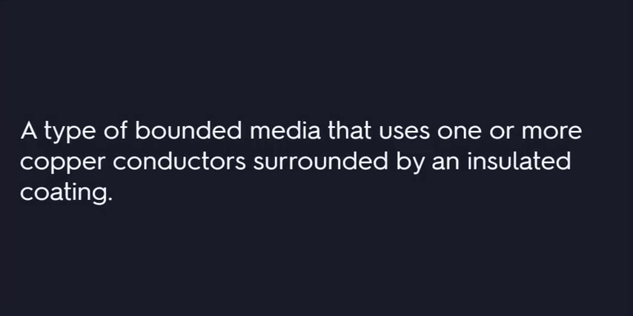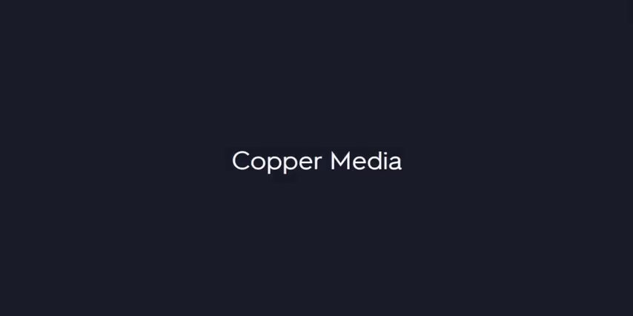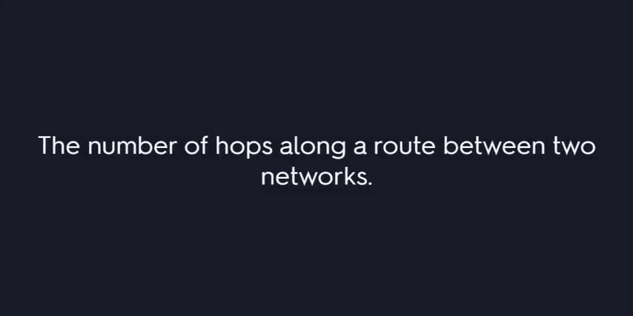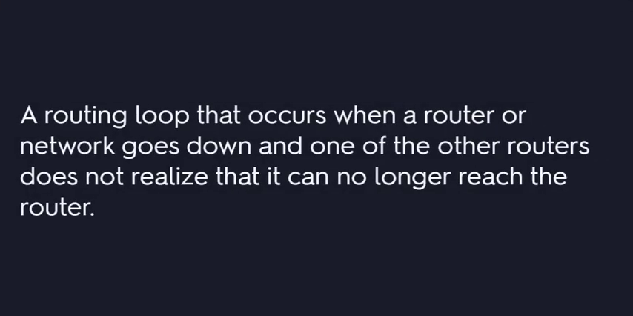A media access method in which nodes compete or cooperate among themselves for media access time. Contention-based media access. A type of bounded media that uses one or more copper conductors surrounded by an insulated coating. Copper media. Class of Service, a parameter that uses one or more copper conductors to differentiate among the payload types contained in a transmitted packet. COS. The number of hops along a route between two networks. Cost. A routing loop that occurs when a router or network goes down and one of the other routers does not realize that it can no longer reach the router.